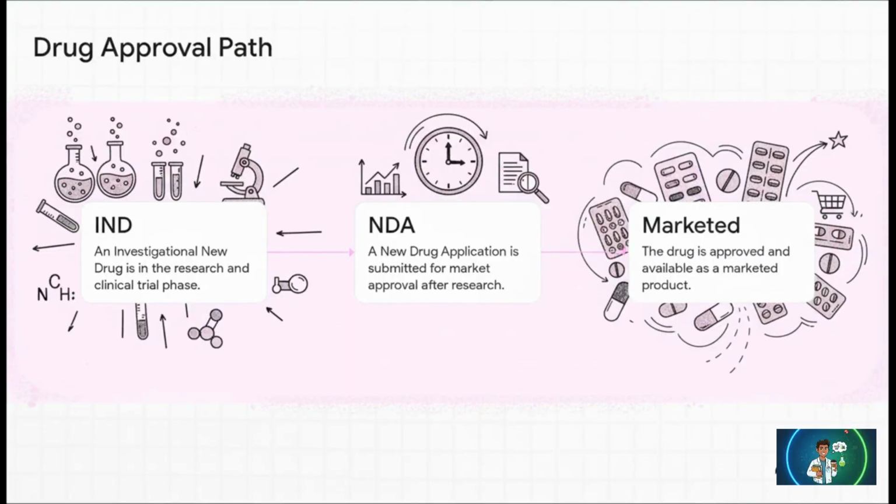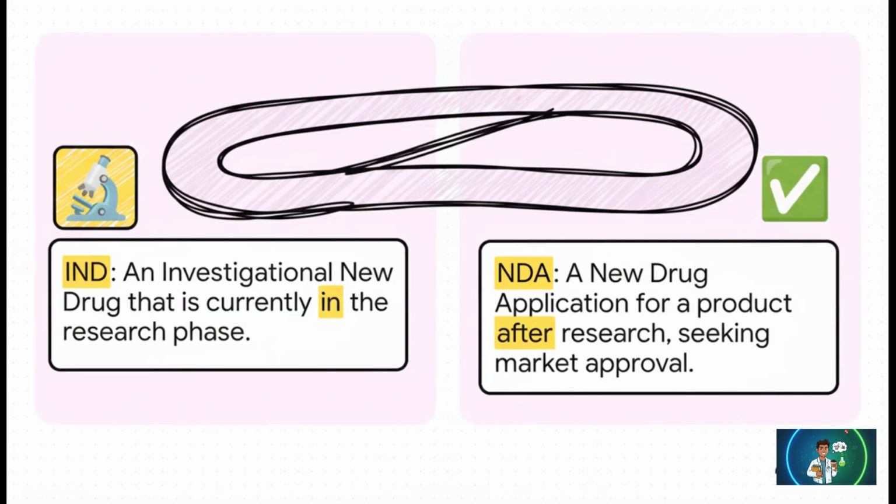So the whole process kicks off with something called an investigational new drug, or an IND. Just picture a promising new chemical, an exciting idea being tested in a lab. From that starting point, it has to survive years of intense clinical trials to prove it's safe and that it actually works. Only if it passes all those tests can a new drug application, the NDA, be filed. And only after that application gets the final green light can the drug finally be made available to you and me.